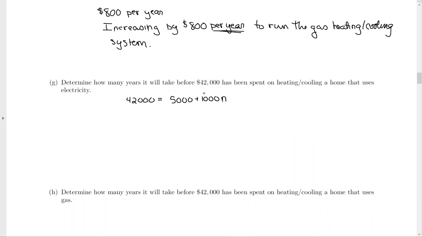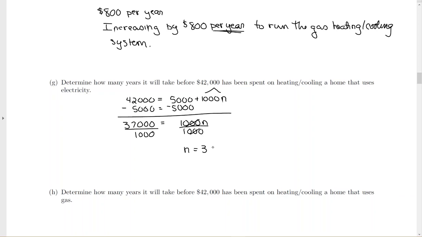So we leave this term alone that has the N in it and subtract off the 5,000, because it's positive on the right. We're going to subtract it from both sides. So we end up with 37,000 equals 1,000 N. And then the 1,000 is hooked to the N by multiplication, so divide both sides by 1,000. And then go ahead and do that division, and you'll come up with N equals 37.